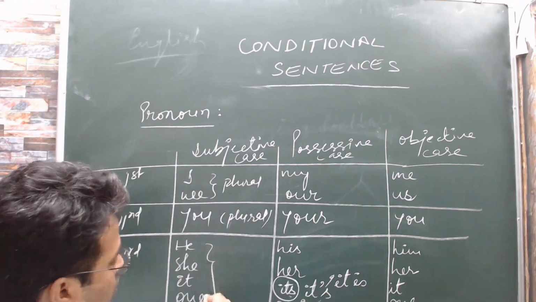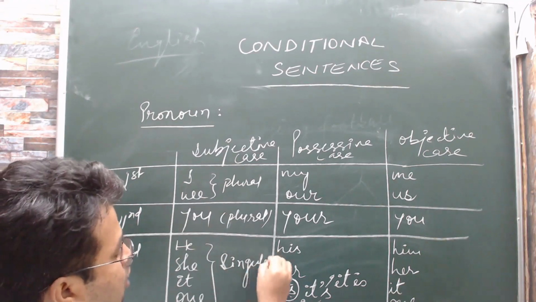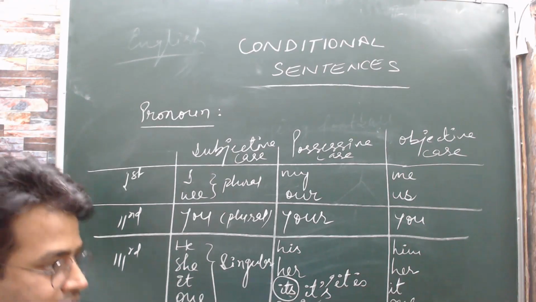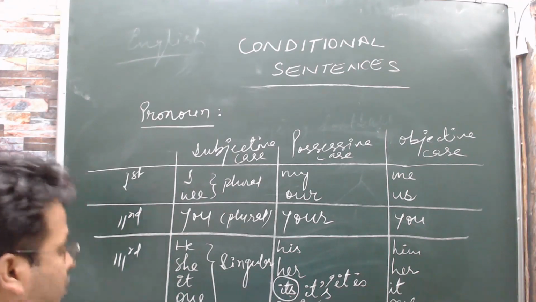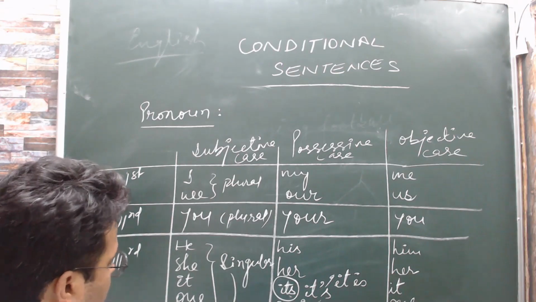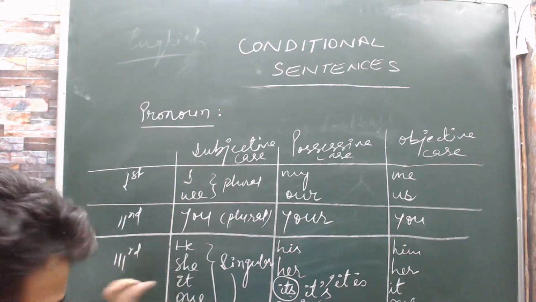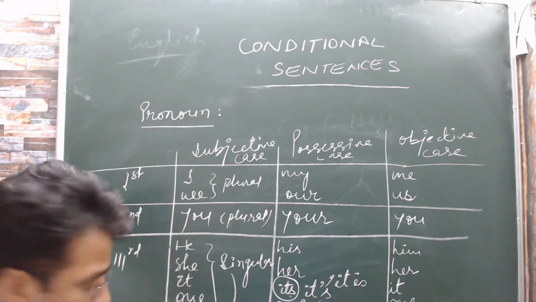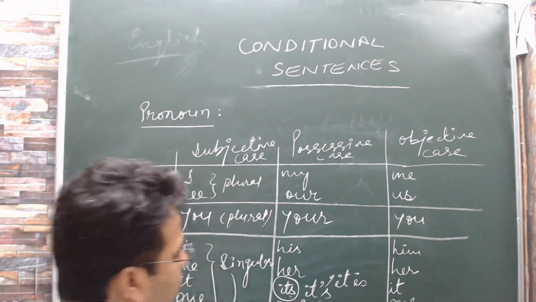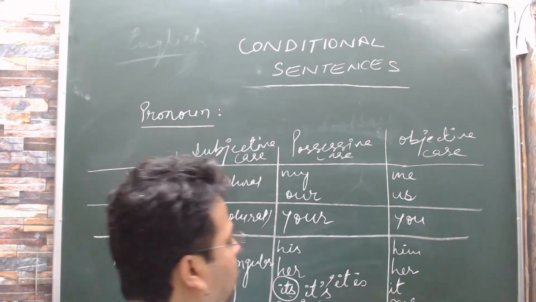So all of these are singular. We will take it as a singular subject. The plural of he, she, it, one, the plural of all of them, is they. Their possessive case is they, their, and them.